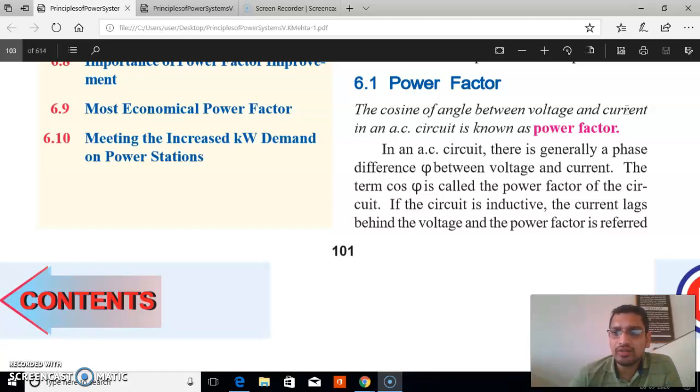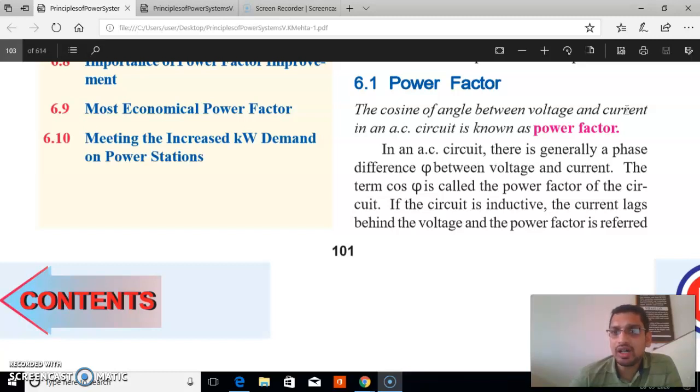The unity power factor occurs when the system is connected to a purely resistive load. If we connect a purely resistive load, the circuit current and voltage are in the same phase. That is unity power factor.